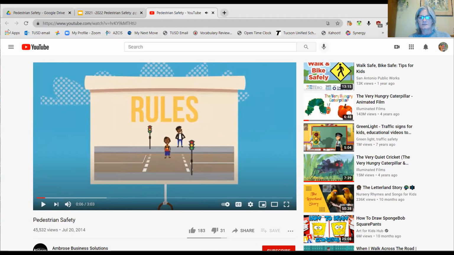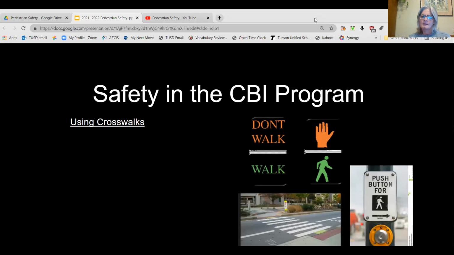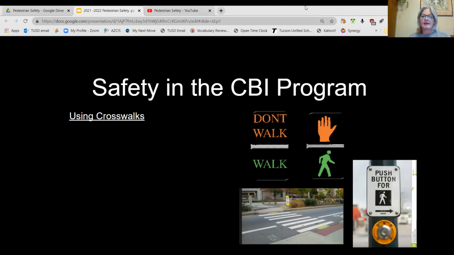Now you have to watch this tomorrow. So we're going to talk about the ways to be safe in our program. Using crosswalks. As you can see right here, when we're out in the community doing our community-based instruction, we are going to use this crosswalk. That is one way we stay safe.